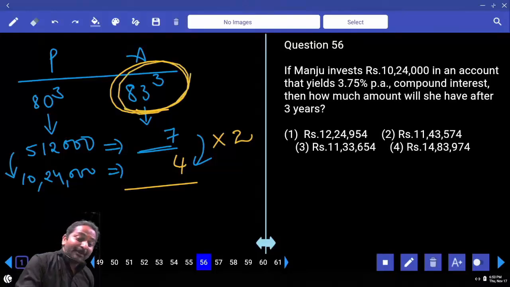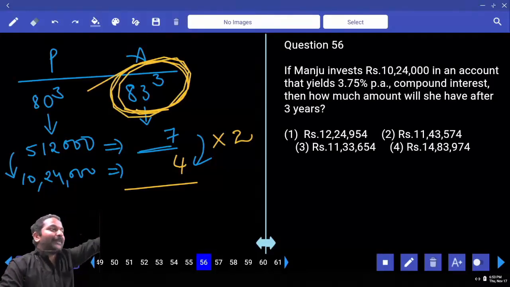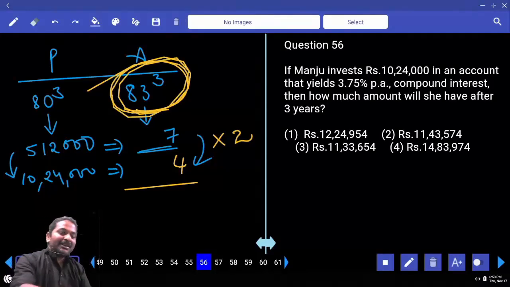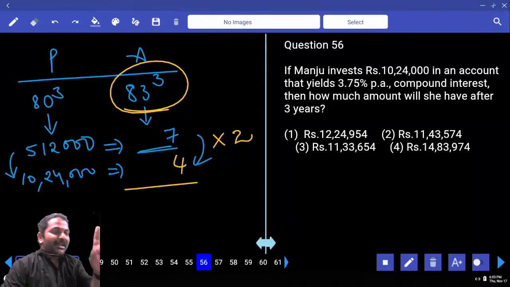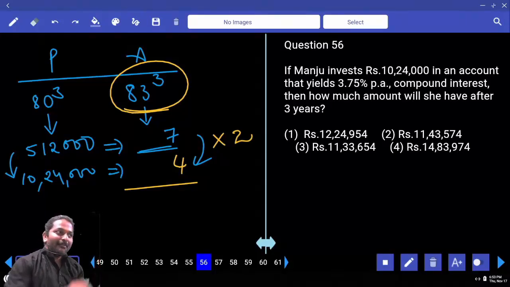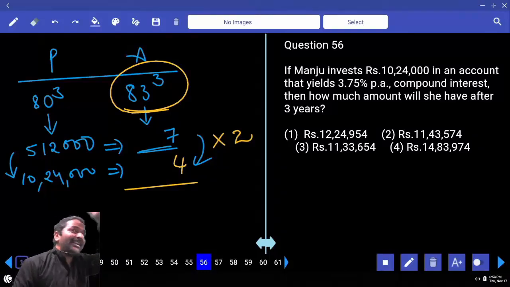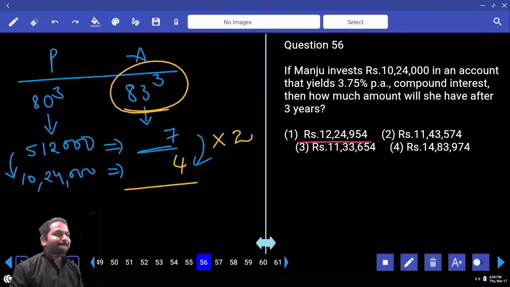If it were a 3 multiple, probably we could verify the 3 cube multiple. But still I can do something. The worst-case approach: in 83 cube, you know that the answer is 83 cube into 2. In 83, as a 3 multiple is not there, the answer cannot be a 3 multiple. Is your first option a 3 multiple?